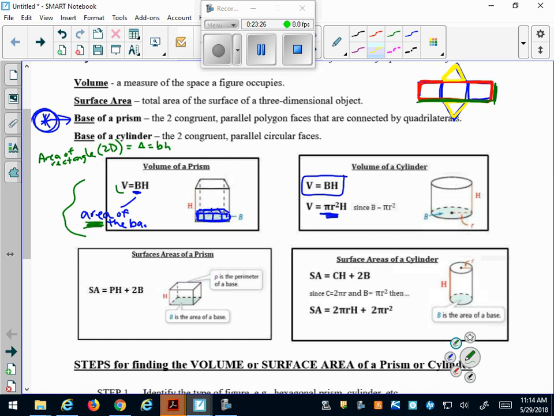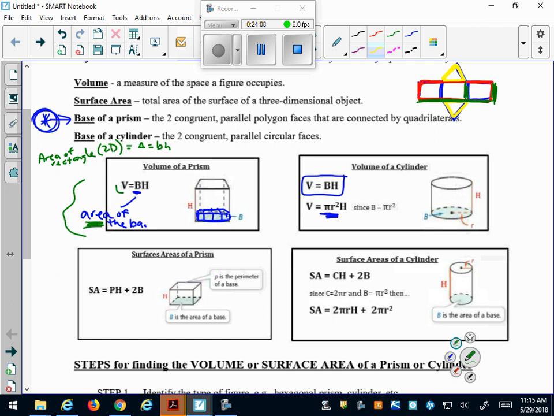Now, this rectangle, is the height of this rectangle the same as the capital H height of the whole prism? Distance between the two bases. Yeah, is this the distance between the two bases? Yeah, it is. Here's the two bases. Distance between, so capital H is going to work as the height of the whole prism, but it also works as the height of that rectangle that we're trying to find the area of.